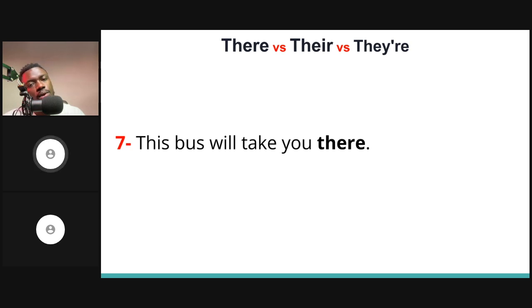The bus will take you there. Take you there means from here to there. But the bus will pick you up there, will pick you up. It means the bus comes to get you from the other place. The bus will pick you up there. Or, I will take you there.